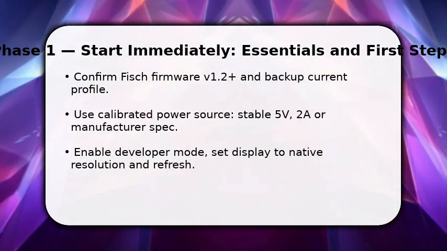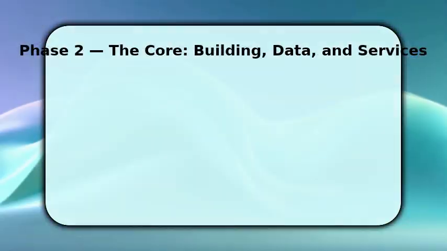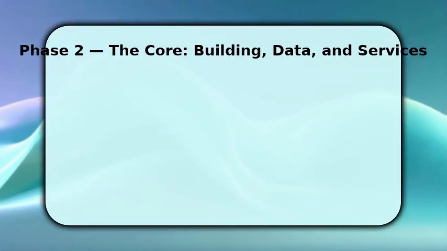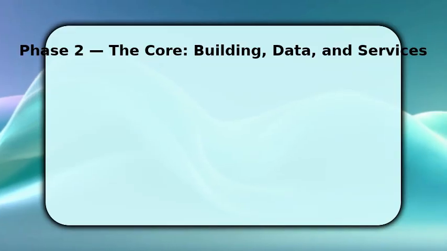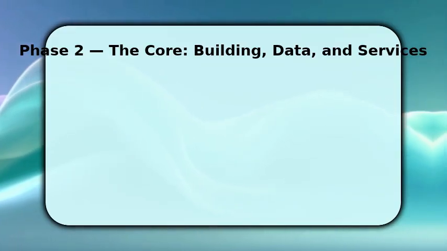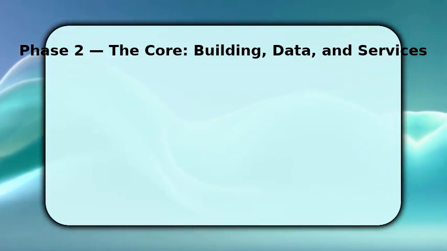Now you dive into the complex middle steps. First, raise the PWM frequency to around 1 to 2 kHz if Fisch supports it, because higher PWM reduces visible flicker and improves perceived intensity.